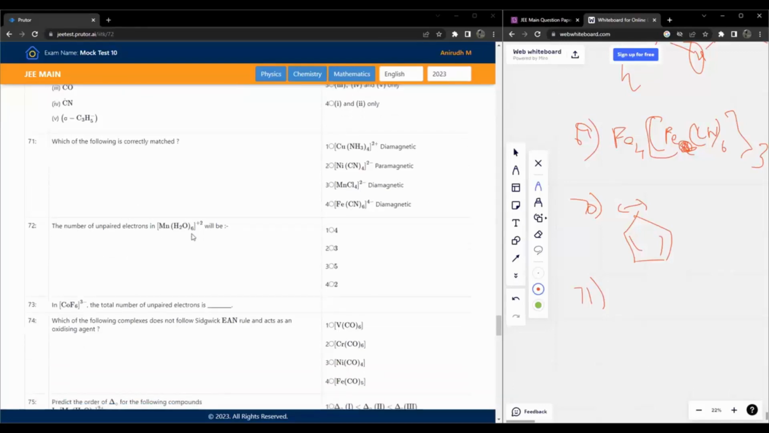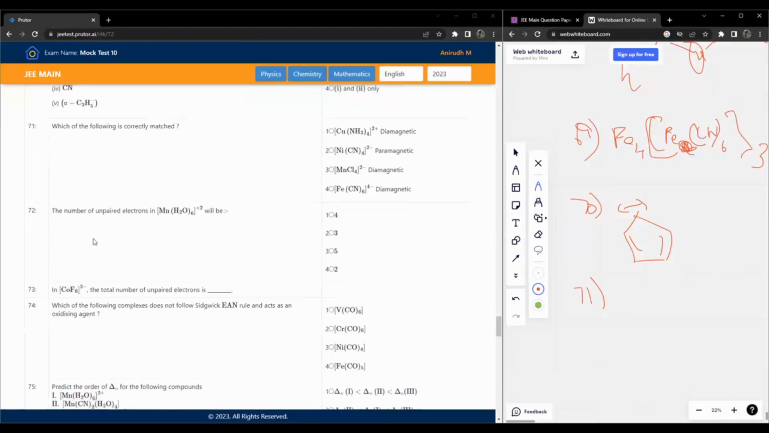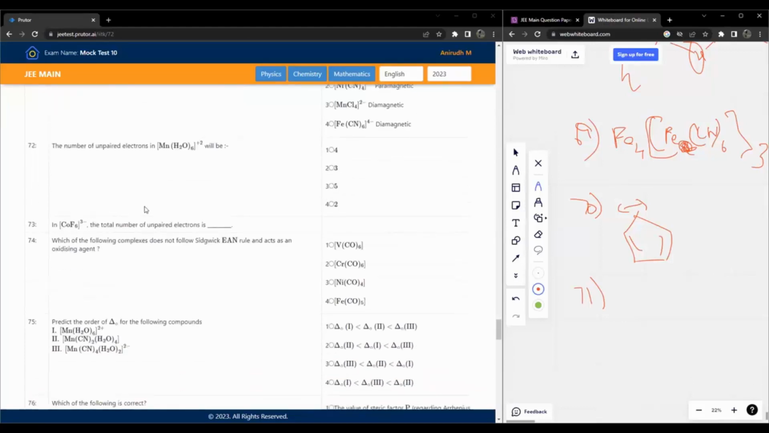Number of unpaired electrons in Mn(H2O)6 2 plus is 5. CoF6 3 minus, you have Co3 plus, that is 26 electrons with a weak field ligand, and so you have 4 unpaired electrons, right?